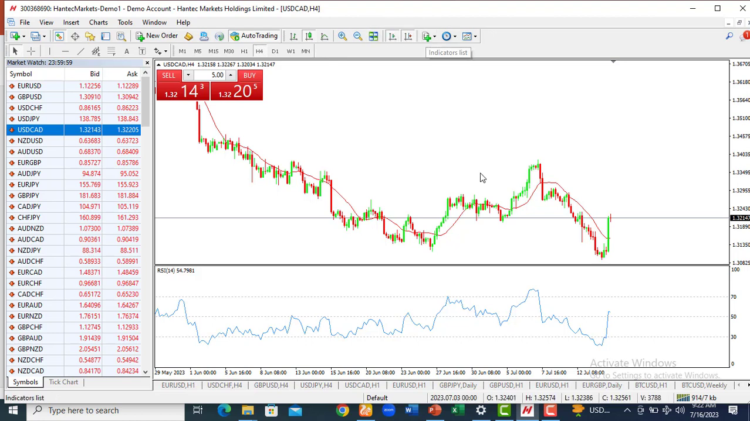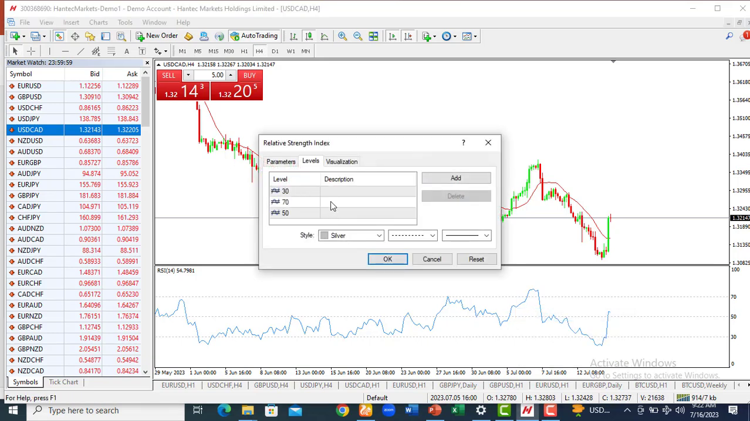So this is what I'm trying to say. All I do now is to add more levels. I go ahead to add more levels. So I click on add. You can as well add more levels. Since I have 70, I can add my 80.